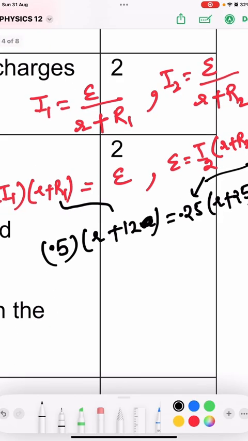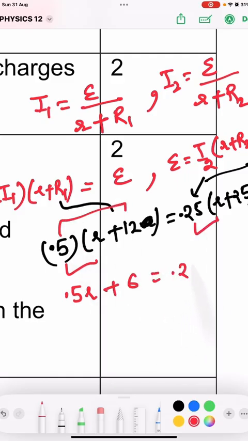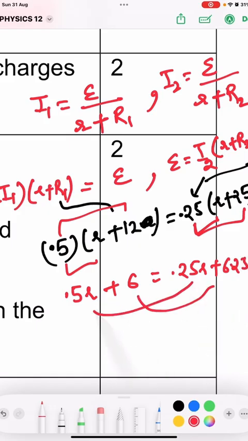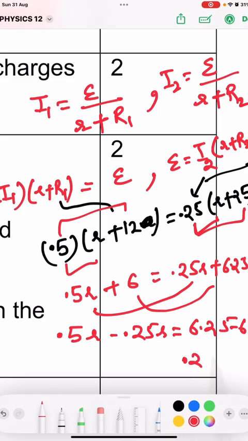So now let us multiply. 0.5 into R is 0.5 R, and then 0.5 into 12 is 6, and then it is equal to 0.25 R, and then 0.25 into 25 is 6.25. So 6 को उधर ले जाओ and this will come this side. So you can subtract 0.5 R minus 0.25 R equals 6.25 minus 6. So what is left? 0.25.